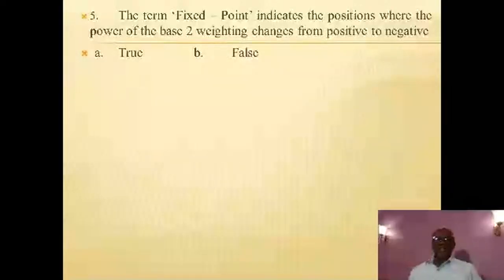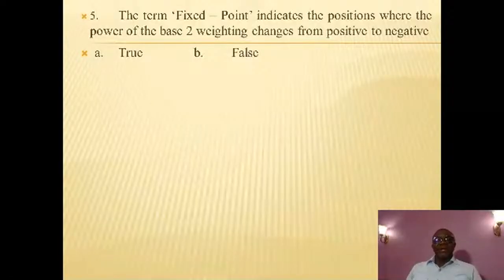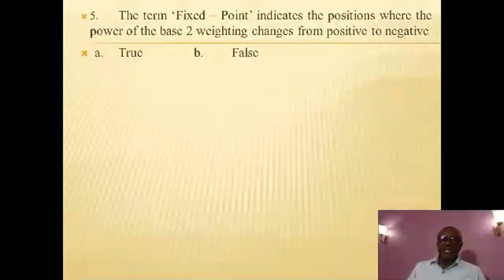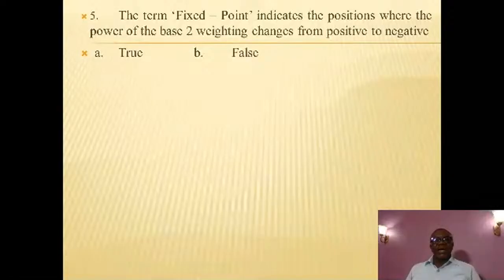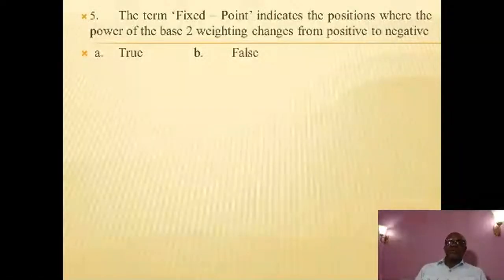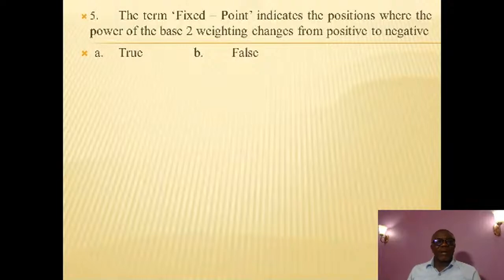If you are going to the right, it becomes 2 raised to power minus 1. If you are going to the left, it becomes 2 raised to power 1. So you see, what is fixed at a point is the point where the weightings of base 2 change from positive to negative. And it is the same for any number in any base, either base 10 or base 7, base 8, any base you are working with. The point where the weighting changes from positive to negative is where you have the fixed point. So we say that our answer is A.